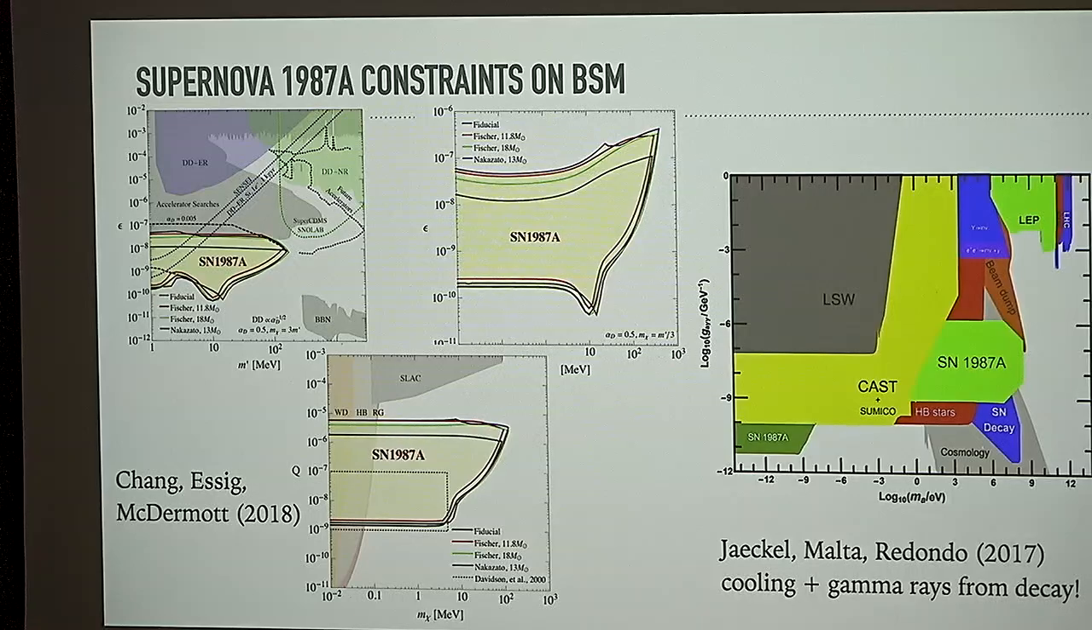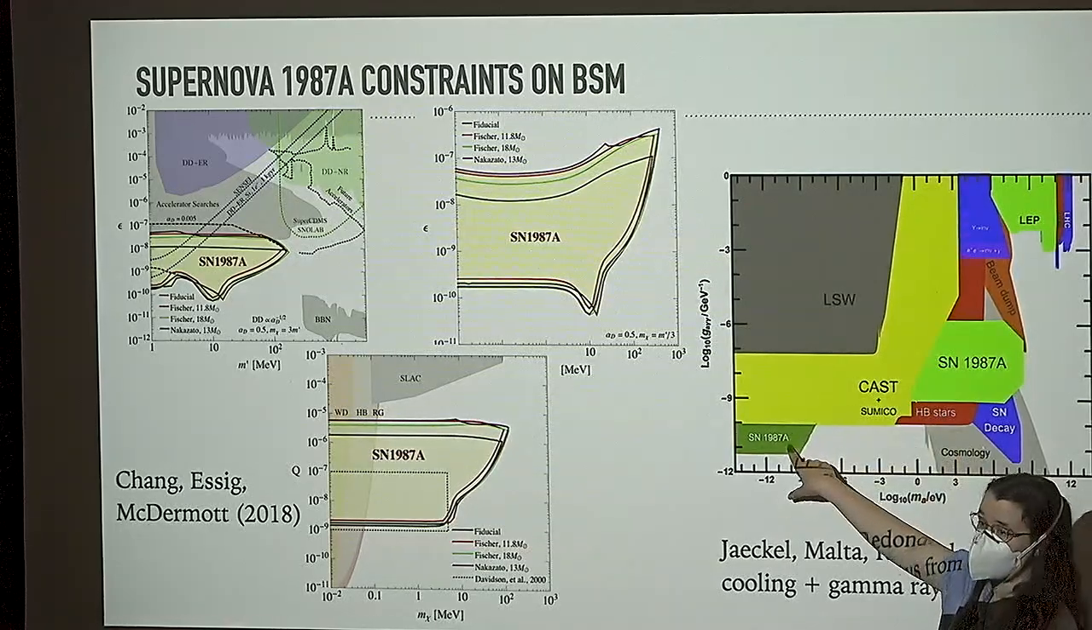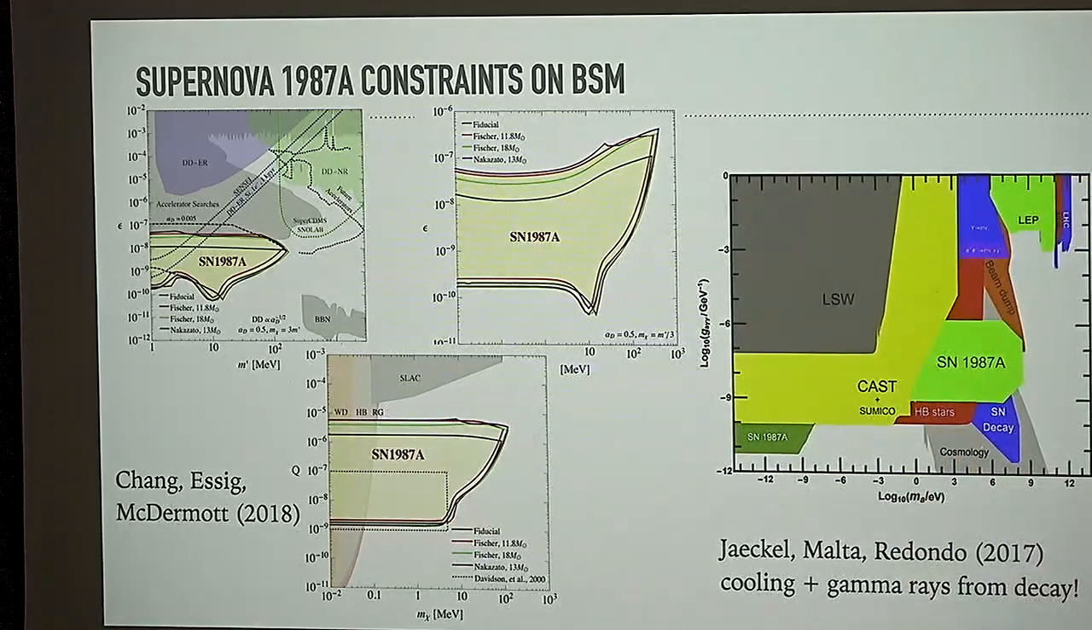Yeah, question over here. The extra darker green blob on the left, it also says 1987. Yeah, good. This is just, I think it's a continuation of this. It's just a different regime. Yeah. Good.